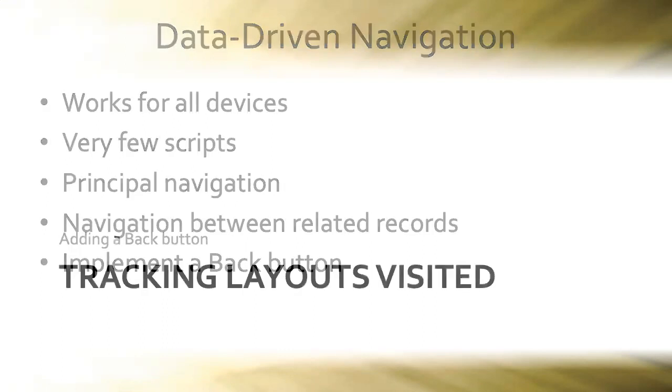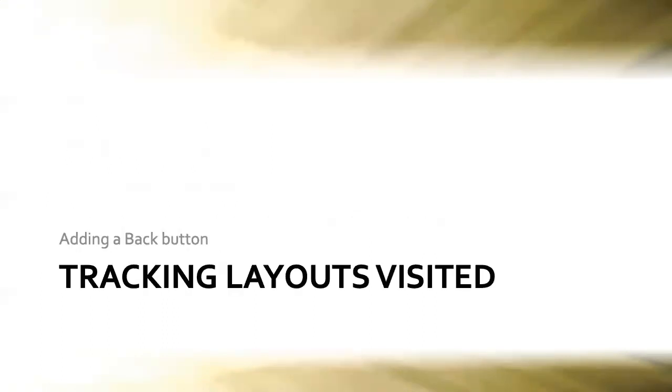And here's how we will do it. The key to adding a back button is tracking the layouts that each user has visited. For that, we'll write a script that will create and update a global variable that lists the name of every layout the user has visited. Every time they navigate to a layout, we add the layout's name to the top of that list. If they click the back button, we remove the current layout name from the top of the list and then just go to the previous one. Let's get started.